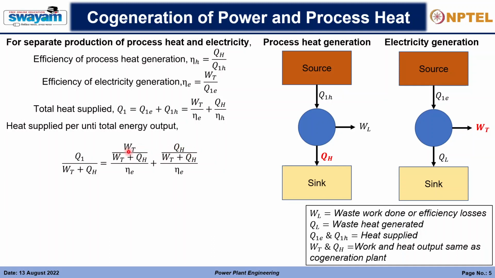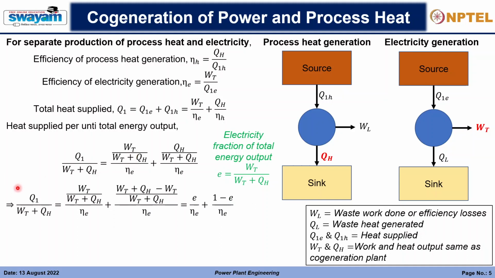Here we will be using one term as the electricity fraction of the total energy output. We are just arranging this as E. Since it will be a very big term, we'll simplify it by keeping E equals WT by WT plus QH. If we do some arrangements, this will be given as E, and by adding and subtracting the WT term and dividing, we will get 1 minus E.